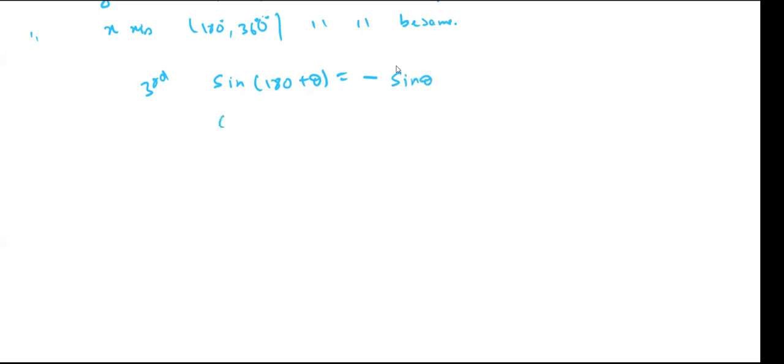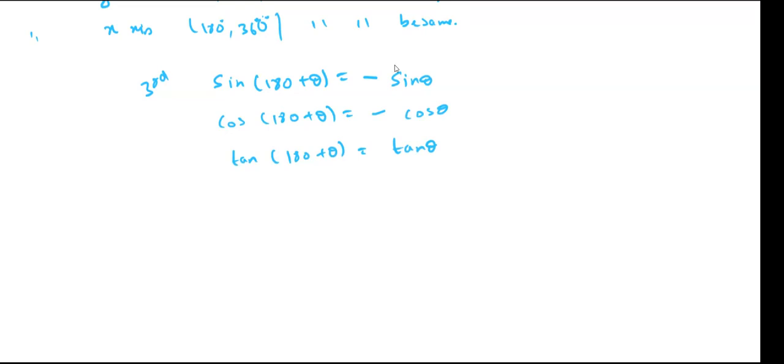Right? Now what about cos 180 degree plus theta? Jaldi batao. Cos 180 degree plus theta. Very good, Tanish. Minus cos theta. Awesome. Correct. All of you are getting this, right? Tan 180 degree plus theta. Tell me. Tan theta. Correct. Because it will be positive. Third quadrant mein tan positive hota hai.